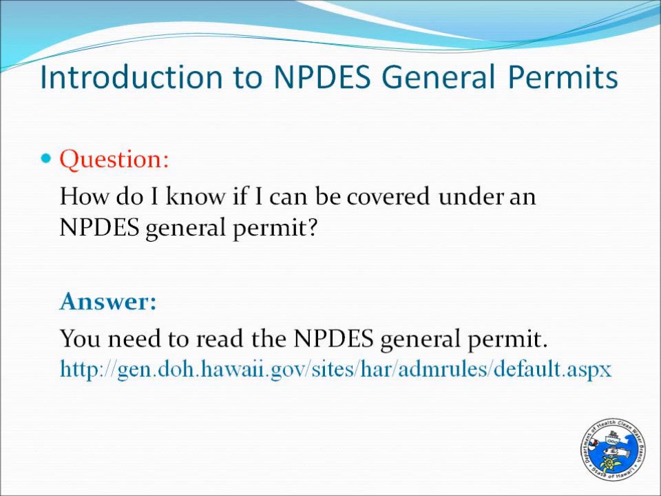For your convenience, the website containing all of the Hawaii Administrative Rules is being provided to you on your screen. Please go to this website and download HAR Chapters 11-54, the Water Quality Standards, 11-55 entitled Water Pollution Control, and 11-55 Appendices A through L.